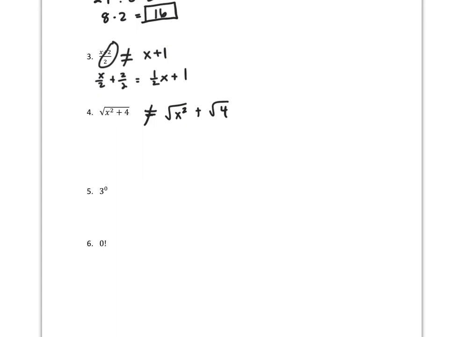Number 5, anything to the 0 power is 1. So what would negative 4 to the 0 power be? That would be negative 1, because that 0 is only connected to the 4, and then you multiply by the negative 1. And 0 factorial is defined to be 1. All right, that's a short review. Let's see what's next.